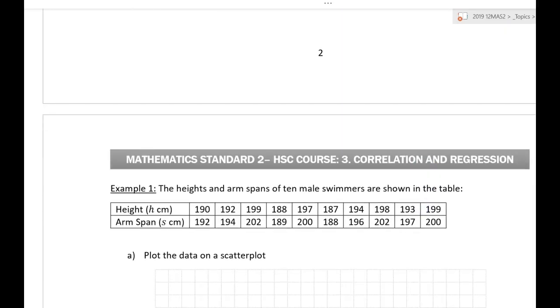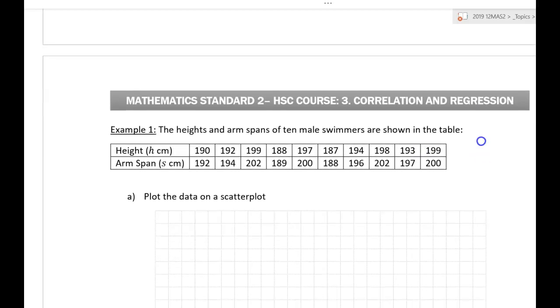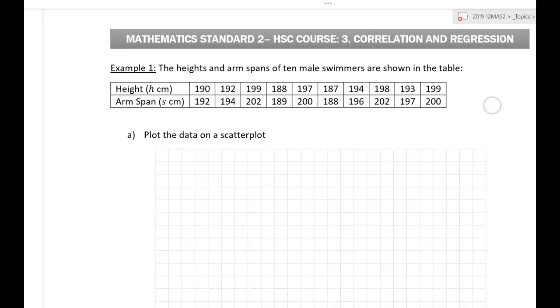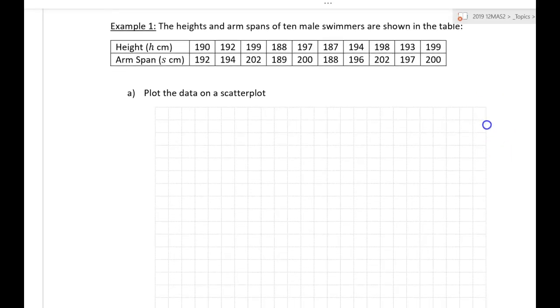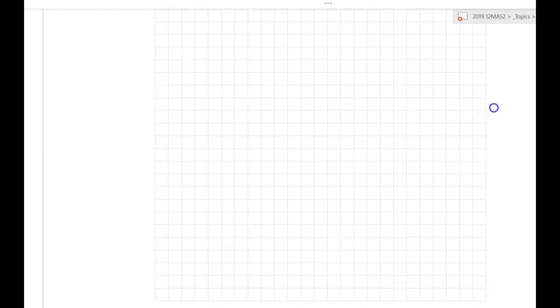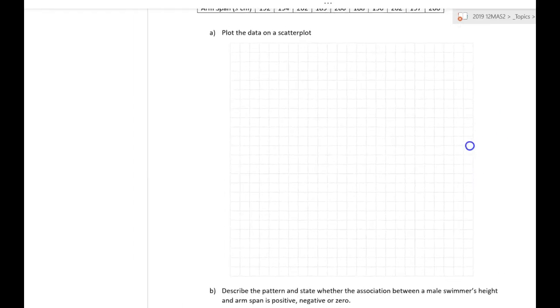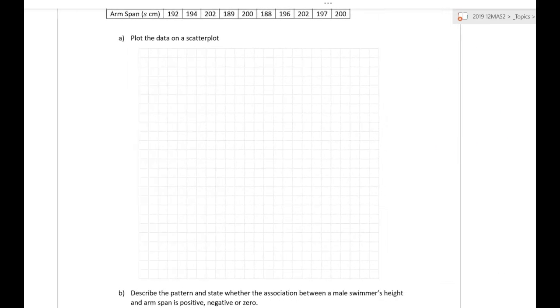So here we go, we have an example here, and I have 10 male swimmers. I have their height and their arm span, both measured in centimetres. We need to plot this data here on a scatter plot. Now I have drawn a bit of a graph here, and I would like you to draw this up in your notes as we go along as well.